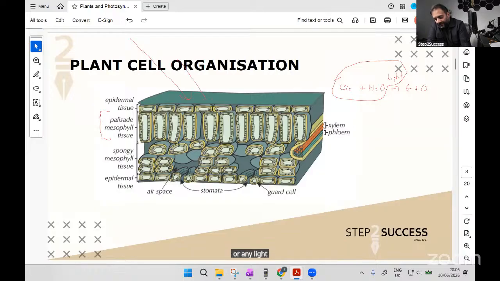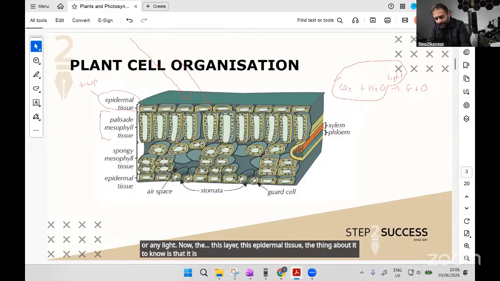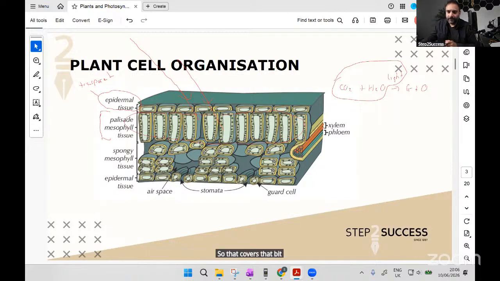Now, this layer, the epidermal tissue, is see-through. Light can pass through it, which is important because the light needs to get to the second layer where all the chloroplasts are. So that covers that bit. Question 3.3, I will do that in just a second. So that's where the light comes from.